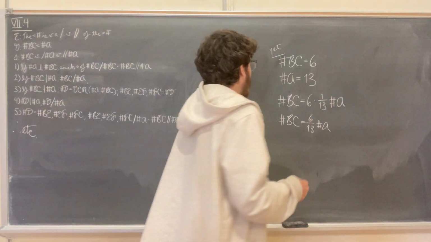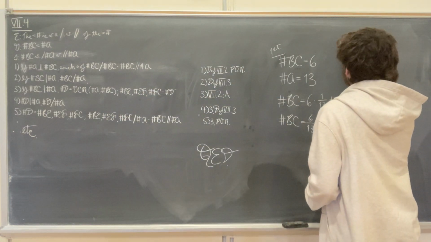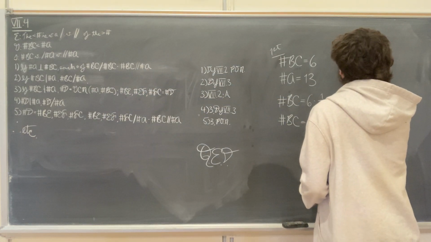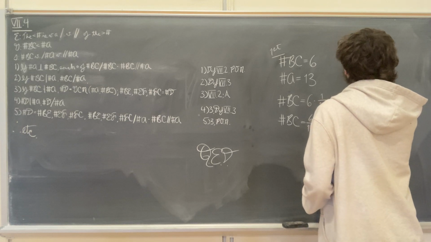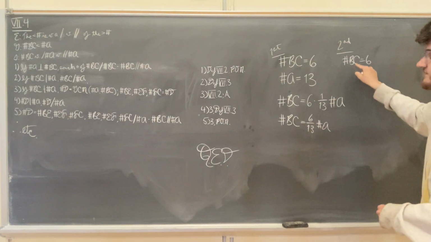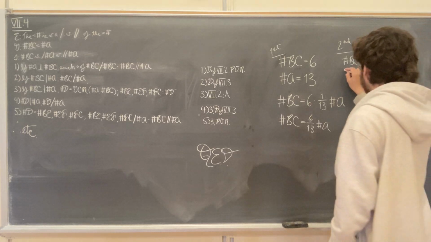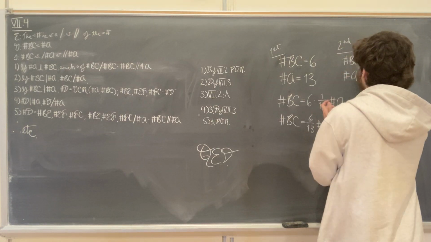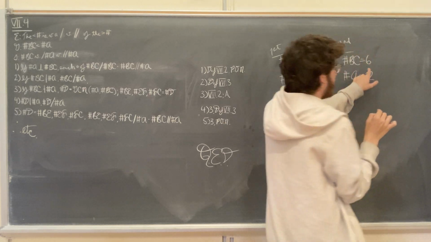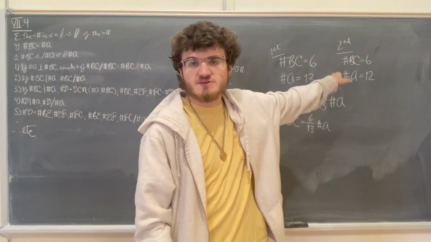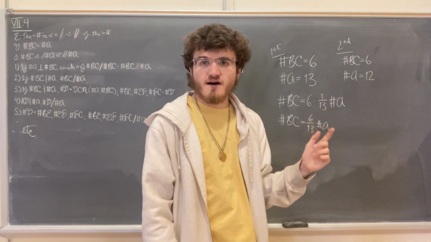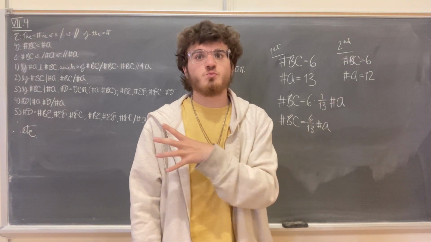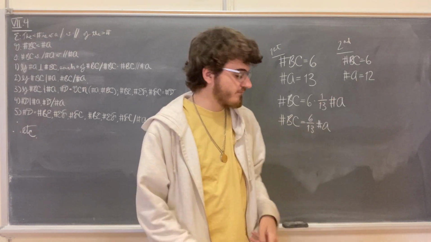Now our second case is where we're going to have BC equal to 6 again, and BC is going to measure A. So an obvious case of this is going to be where A is 12, right? 6 obviously does measure 12, which means that 6 is a part of 12. Specifically, it is 1/2 part of 12.